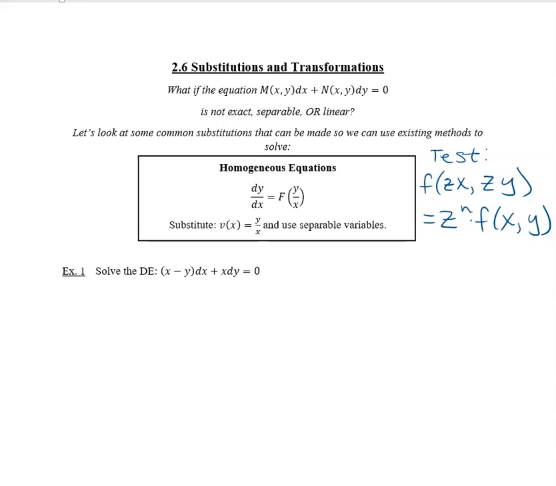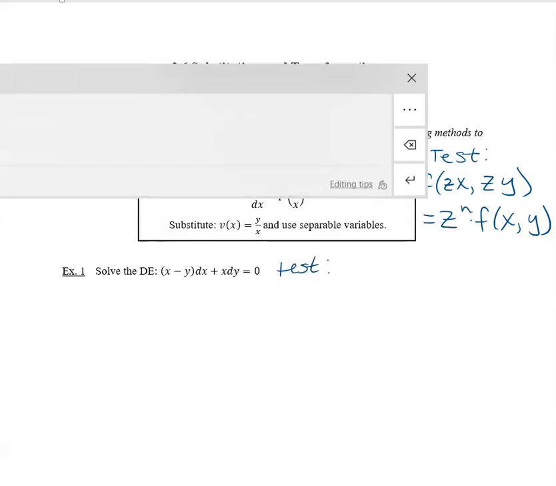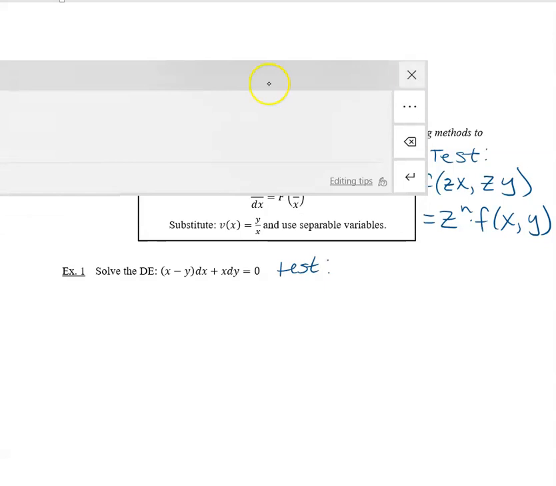So if I wanted to tell if this is a homogeneous equation using this test, then what I would do is I would first rewrite it so that it's in terms of dy/dx. That's the first thing I would do. So in order to do that, I'm going to divide everything by dx on both sides of the equation. Let's see what that gives us if we do that.